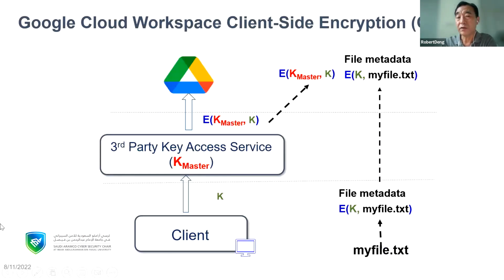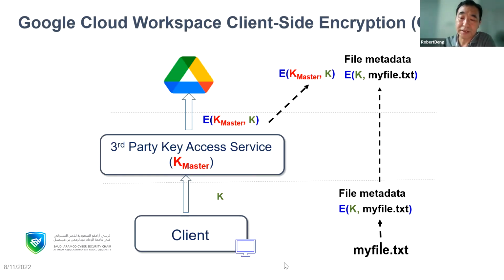One product example which exists today, I think this is a product from Google, just rolled out one or two years ago, is called Google Workspace Client-Side Encryption. This service uses the symmetric key solution. In the symmetric key solution, you have a key distribution center. In Google's solution, it is called the third-party key access service, which is provided by a third party.